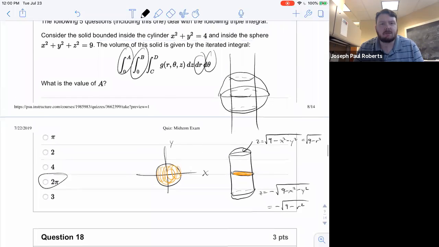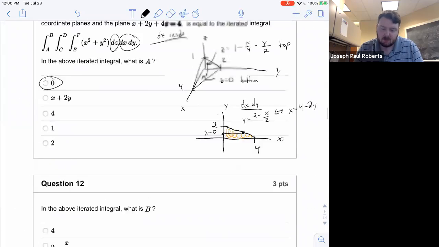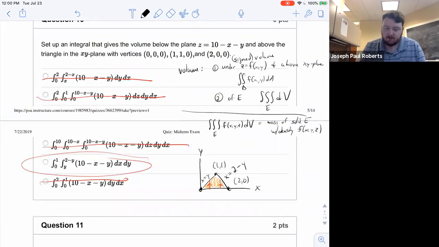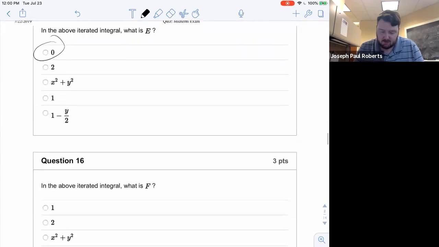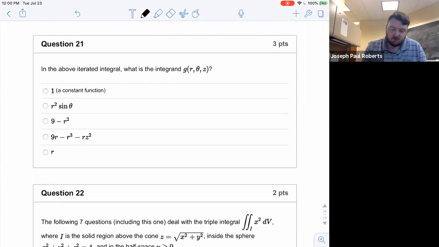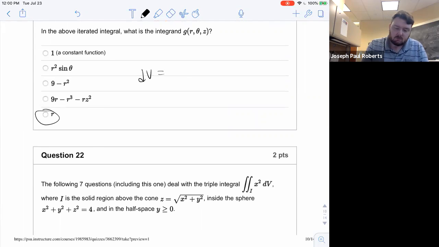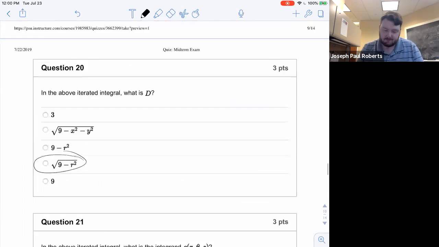Okay, it's asking about the volume of the solid. So scrolling back up to what we said a few minutes ago, if you want to do a triple integral to do volume, you just do the integral of dV, but in cylindrical coordinates, dV is r dz dr d theta.